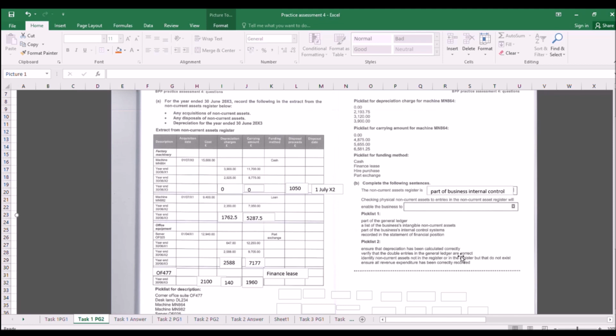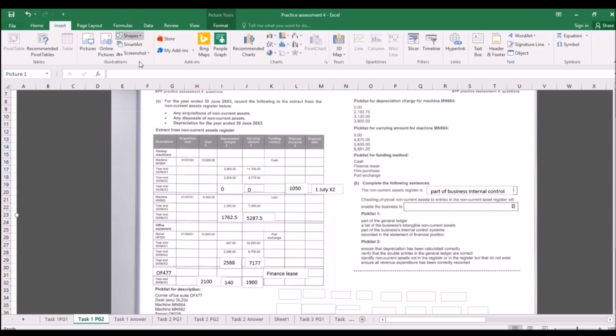Verify that double entries in the general ledger are correct. Possibly in terms of an error of omission, but we're a bit obtuse there. Identify non-current assets not in the register, or in the register that do not exist. That's way better. That's what the purpose of a physical verification test is. Sorry, I just dropped the book off the edge of the desk.